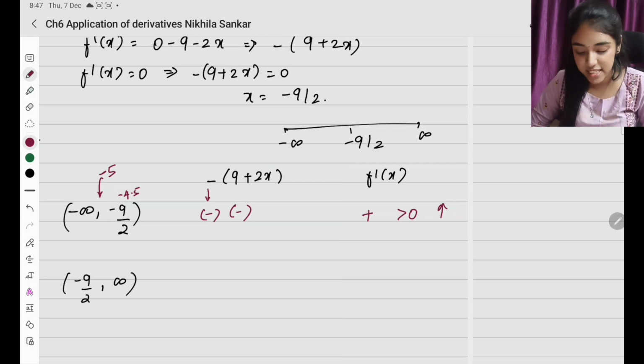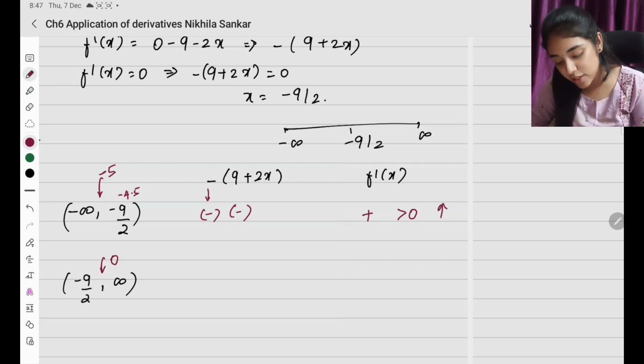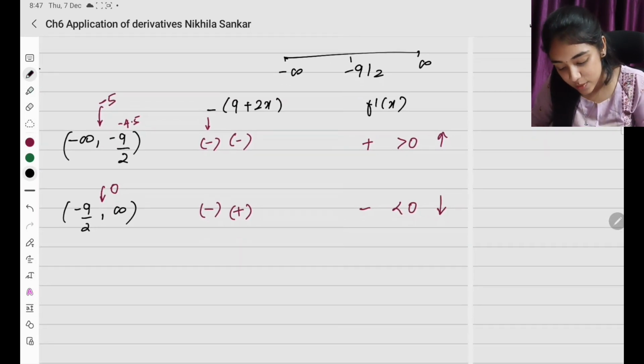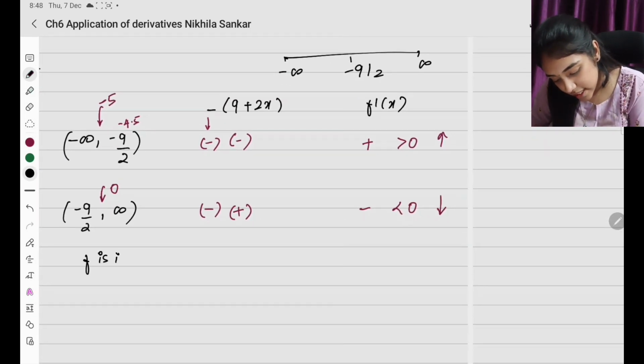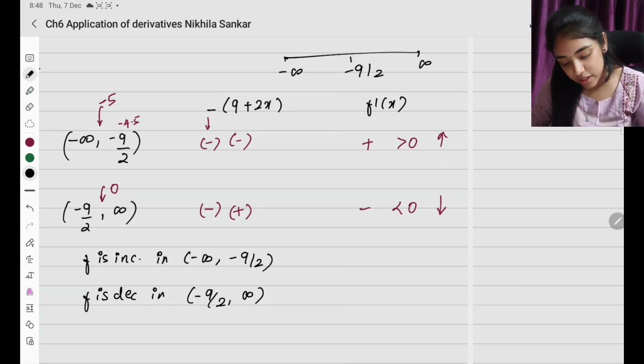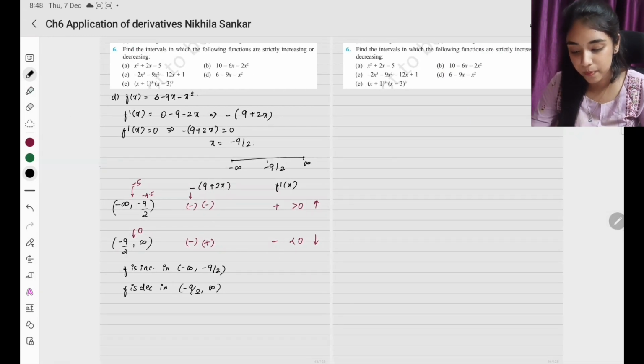Similarly, in the next interval, I can take the value 0. If it is greater than, we can take 0. So I have minus times 2 into 0, which is going to be 0. This is going to give me a positive value. So this is negative, less than 0. The function is decreasing. So I have f is increasing in minus infinity to minus 9 by 2, and f is decreasing in minus 9 by 2 to infinity. Okay, please copy.